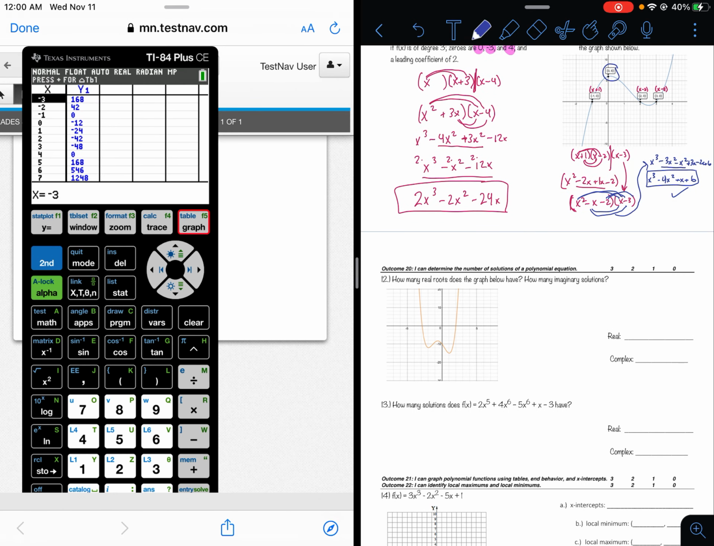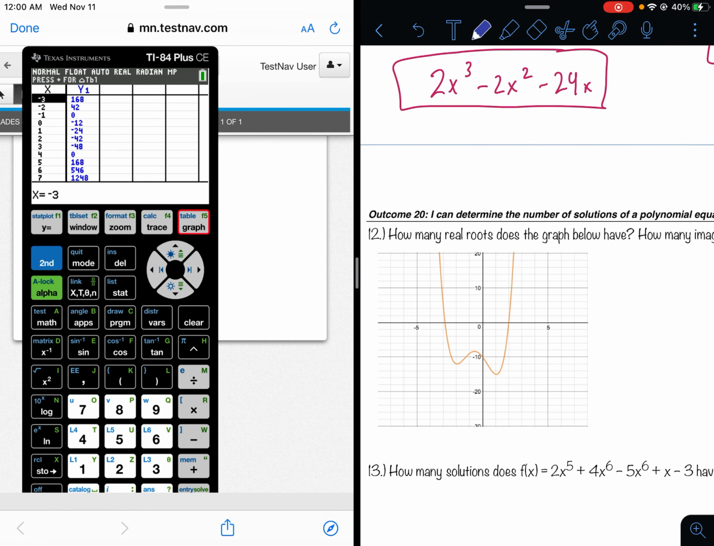Now, on to outcome 20. This is probably the easiest one of the whole test. But basically, you just have to either look at the equation or put the equation in a graphing calculator and look at it, and basically see how many roots are real and how many are imaginary.